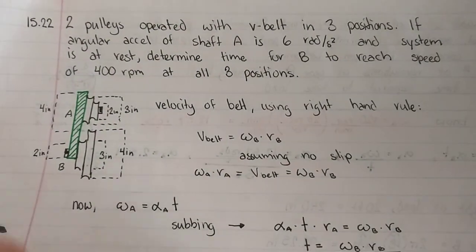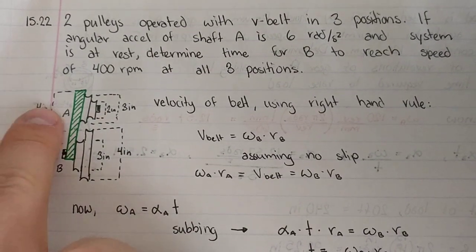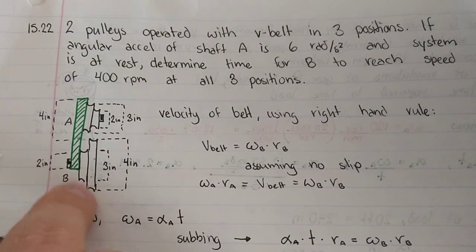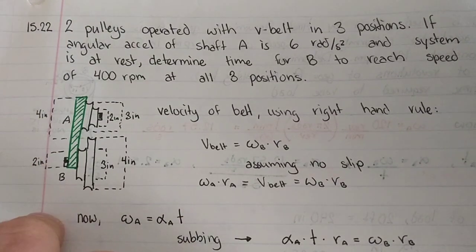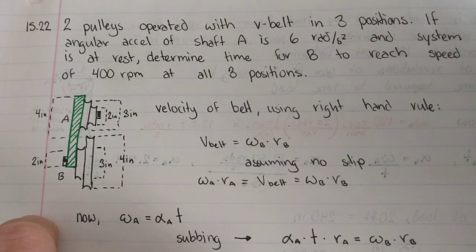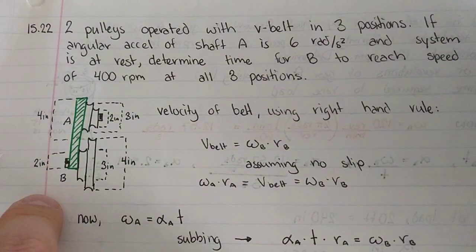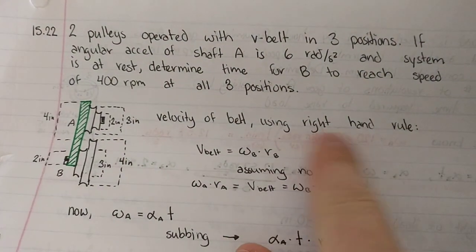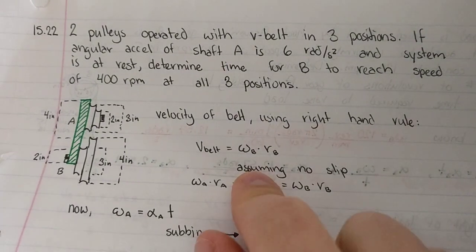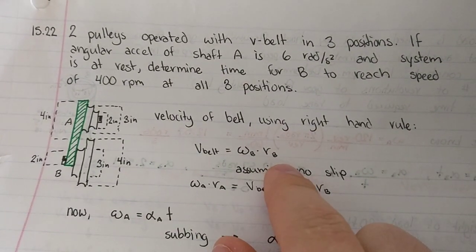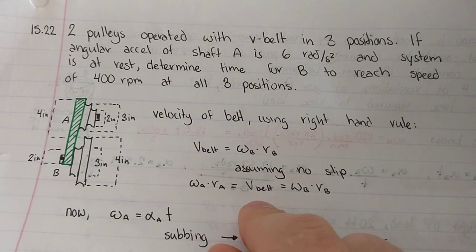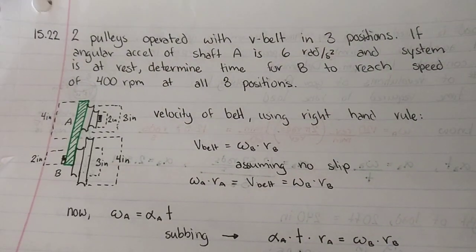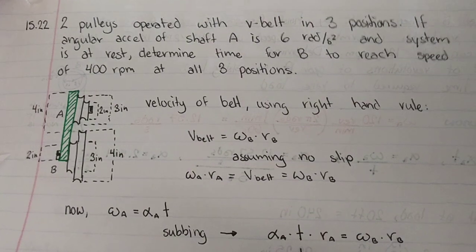There's a little diagram of it. So we have shaft A, shaft B, and the different positions on the belt. So what we can do is find the velocity of the belt using the right-hand rule. And the velocity of the belt is going to be the angular velocity times the radius. We're assuming that there's no slip here. If it slips, then we've got other problems.